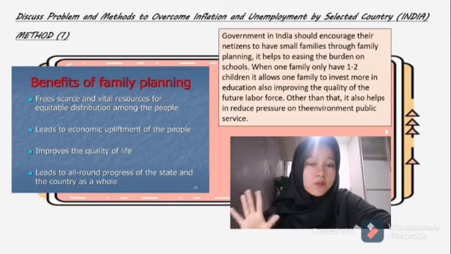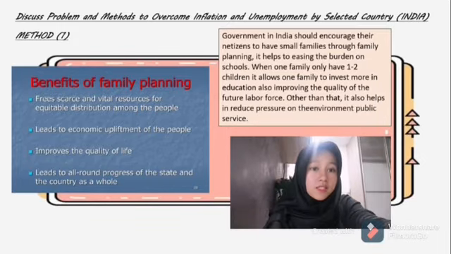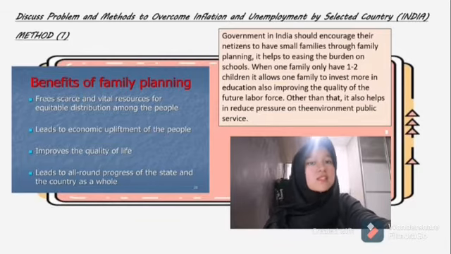When a family has only 1 to 2 children, it allows them to invest more in education and also helps in improving the future labor force. It also helps in reducing the pressure on the environment and public service. Meaning that with a lower number of family members, it can help in reducing the pressure on needs for housing, public services such as healthcare, and also managing typically limited resources such as water.